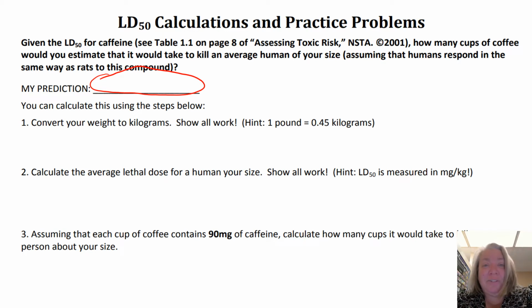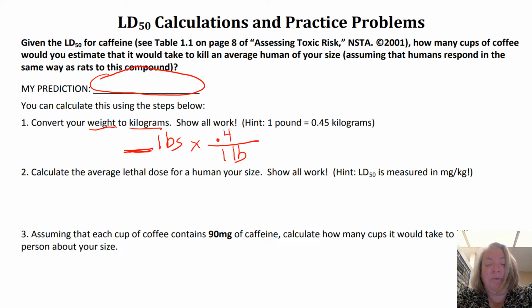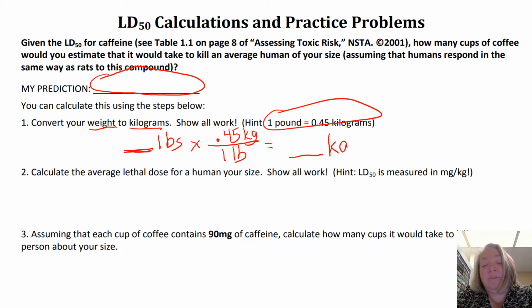Once you have that particular average, we're going to go ahead and calculate it. The first thing you're going to do is change your weight to kilograms. You take however many pounds you are, assuming you don't know how many kilograms you are. I wouldn't know that off the top of my head. You're going to say that 1 pound is 0.45 kilograms, and it gave us that conversion right there. So just multiply those numbers: the number of pounds that you are times 0.45.